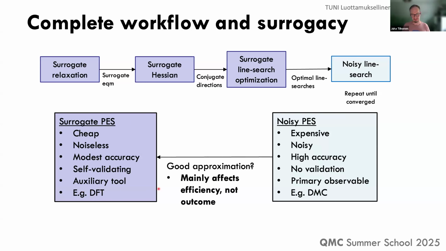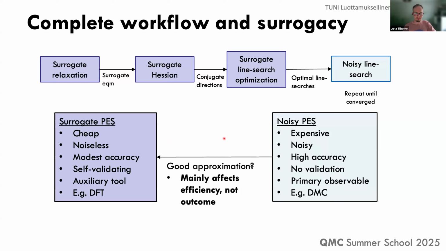Now the question is, how good an approximation must the surrogate be in order for this to work? And that's an open problem. It's hard to say how much the effect really is, but ideally and in principle, the goodness of the approximation only affects the efficiency of the workflow, not the outcome. So we'll get to the bottom anyway. To the bottom, by that I mean the energy minimum.